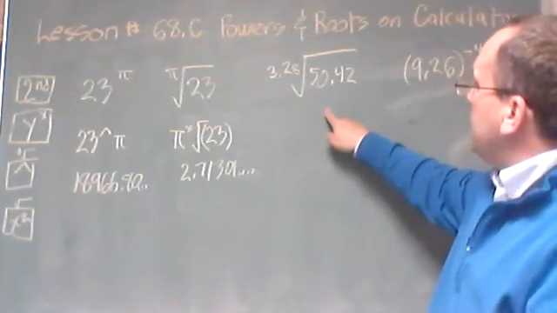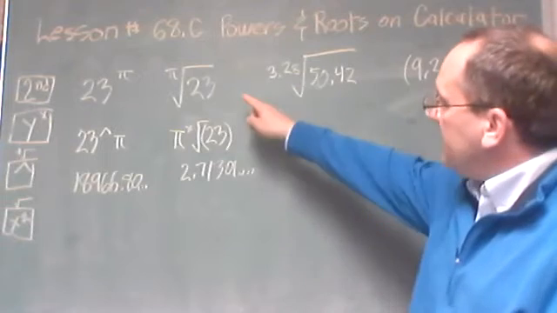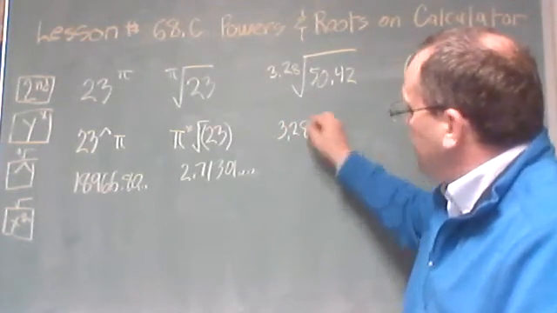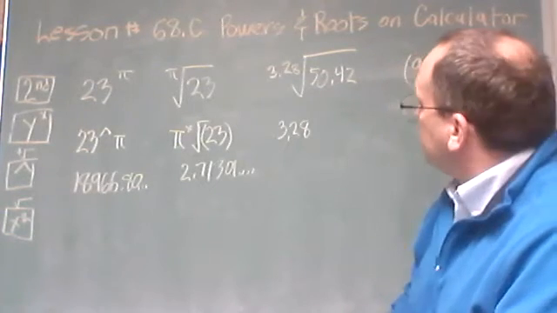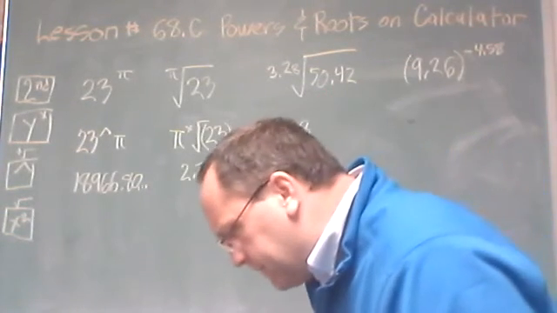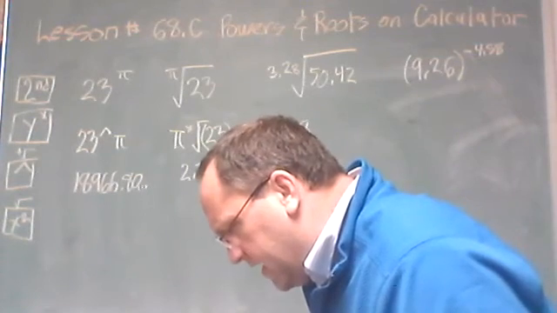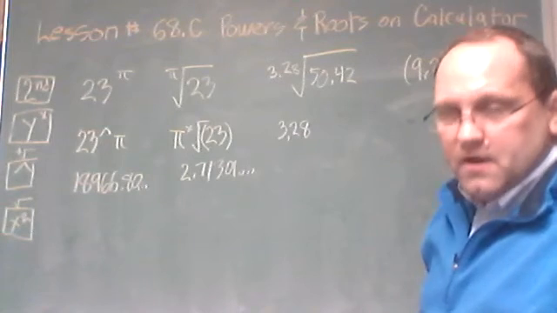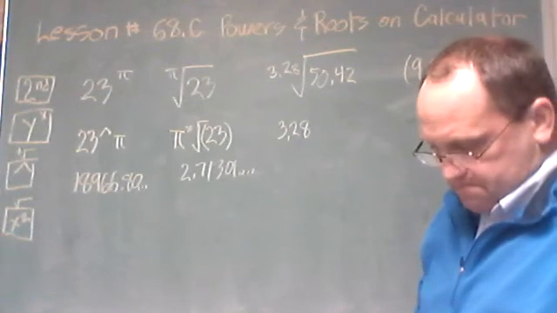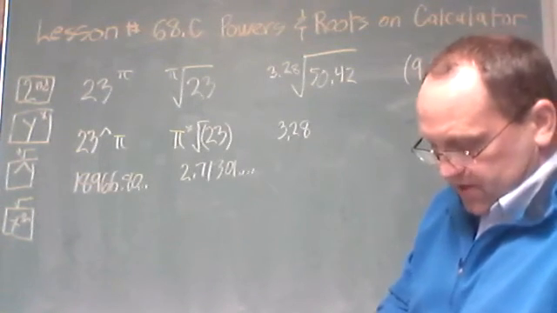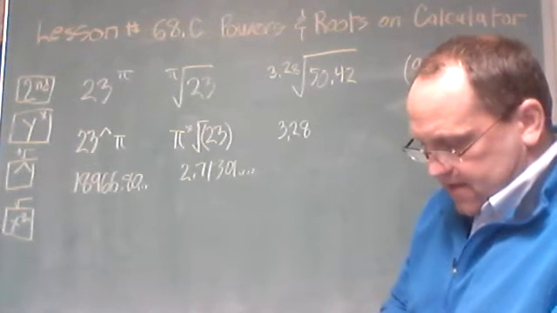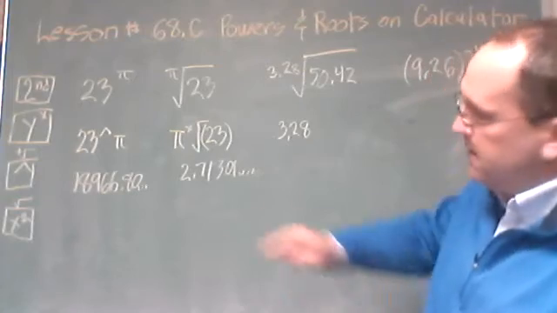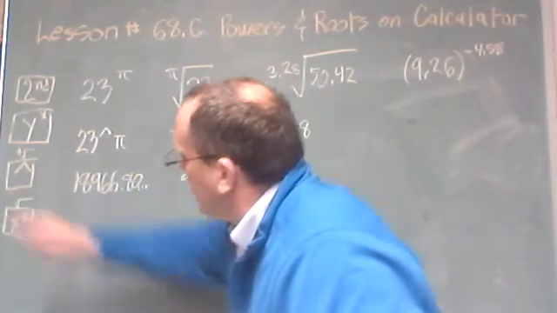Let's go to this problem here. It's the same thing. So what am I going to do? I'm going to type in 3.28, and this is example 68.3 on page 278. If you want to, pause and go there in your textbook. Okay, so I'm going to put in 3.28, then I'm going to hit my secondary function button and go to that special root function with my caret button.